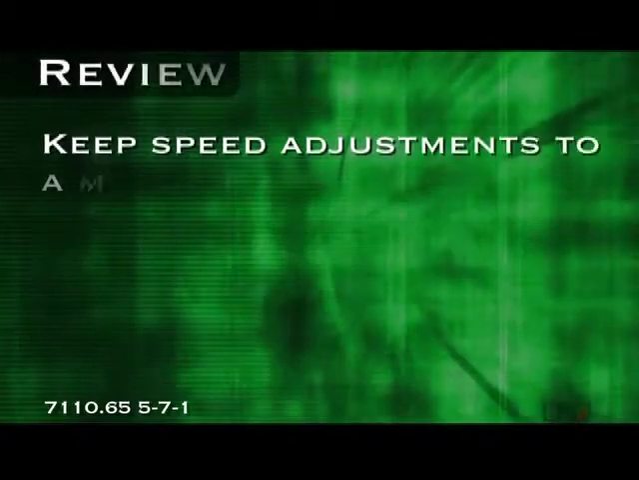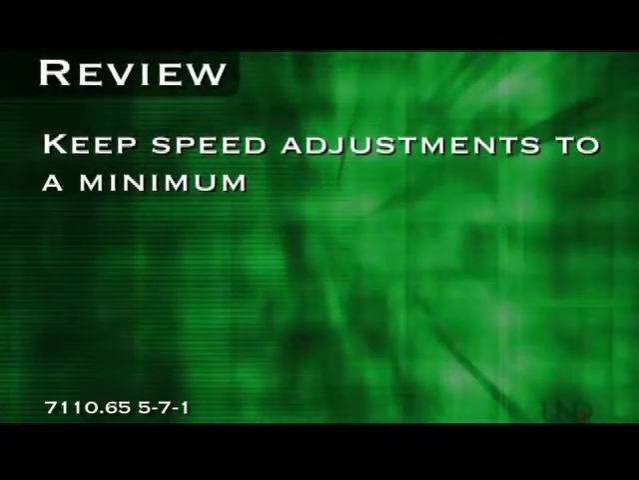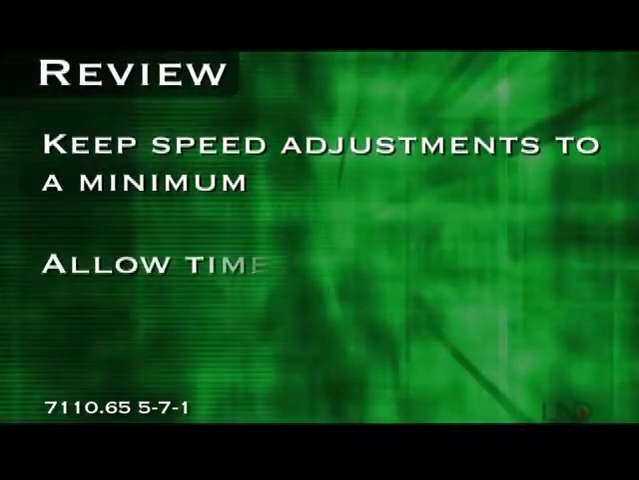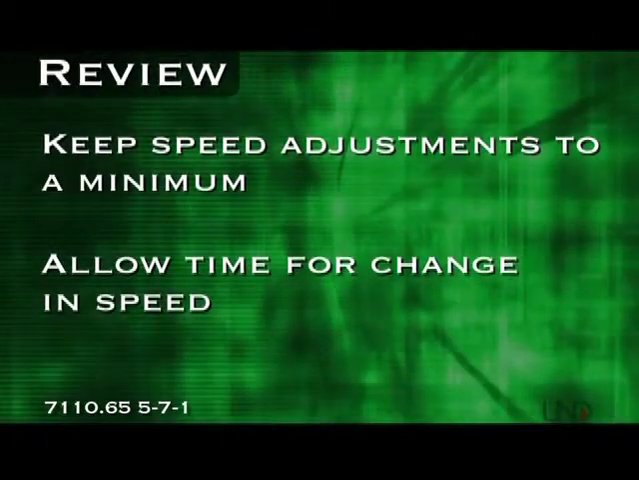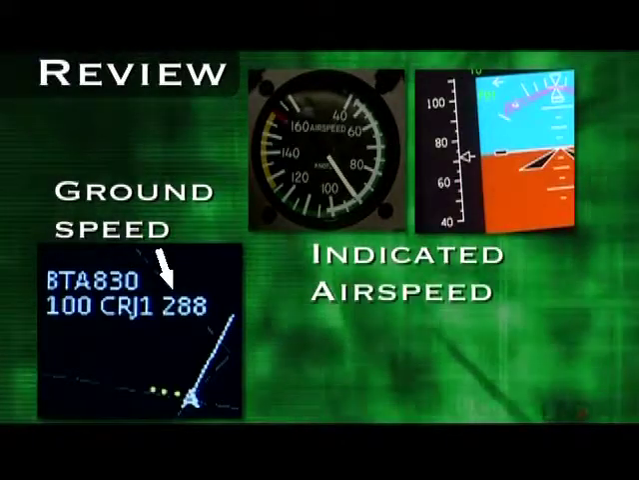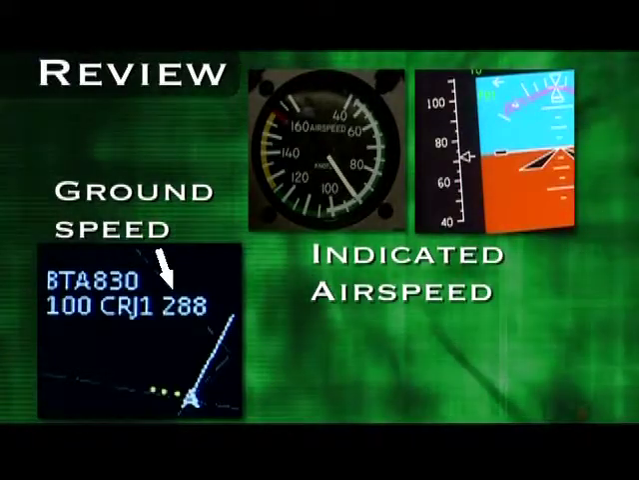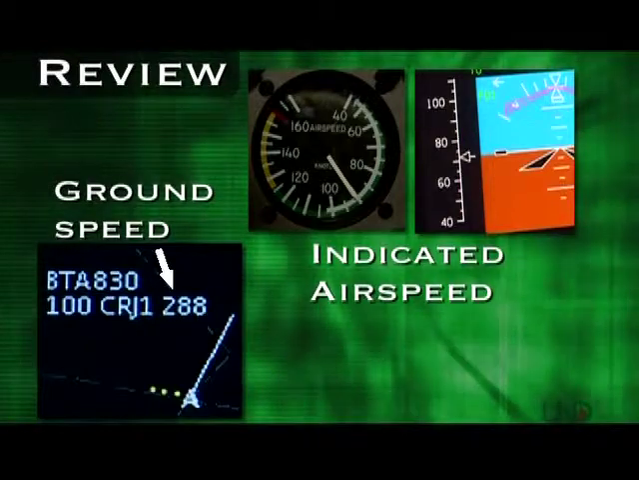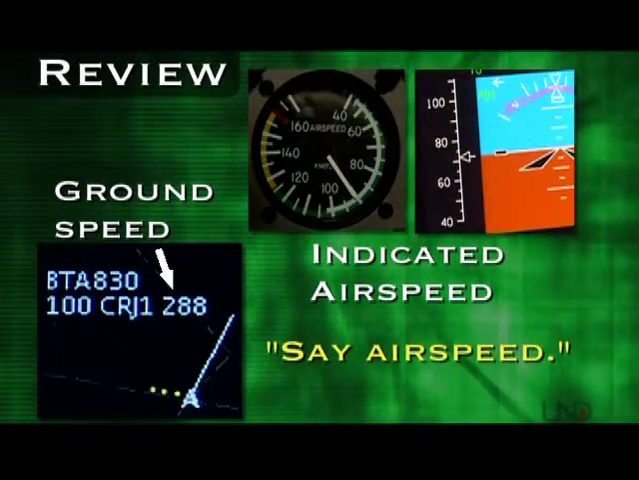Now for a quick review. Speed adjustments should be kept to a minimum. Aircraft may need time to speed up or slow down, so allow time for this to happen when issuing a speed adjustment. Your radar display shows ground speed, but the pilot's instruments show indicated airspeed, which is not necessarily the same thing. The higher the altitude, the greater the difference. When in doubt, ask the pilot to say airspeed.